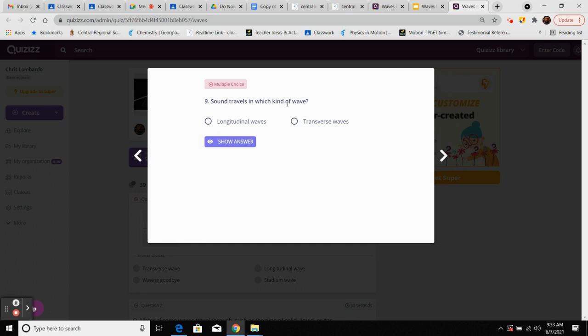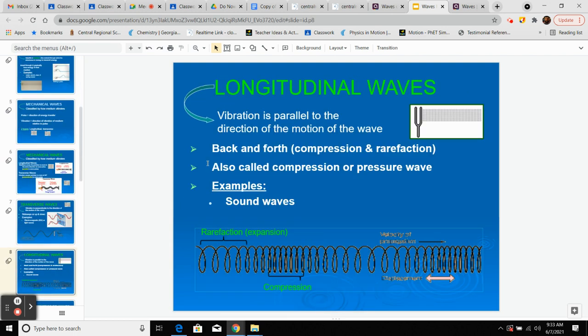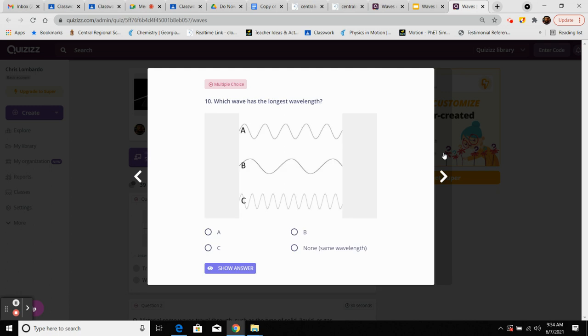Sound travels what kind of wave? Transverse or longitudinal? Well, I'm not 100% sure, so let me go through. Example, sound waves. This is a longitudinal wave. Every single answer so far, guys, is somewhere in the notes.